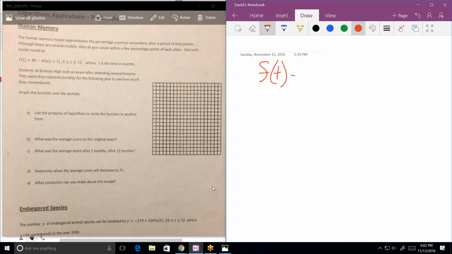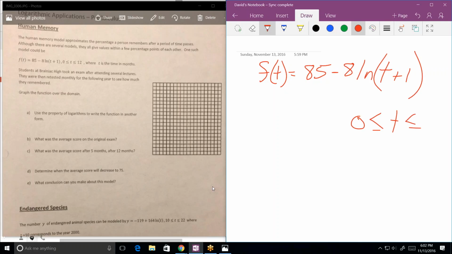Let me write it over here. It's this complicated thing, but don't get confused by the complexity of that. It merely tells you that the domain has to be between 0 and 12. And t is in months.